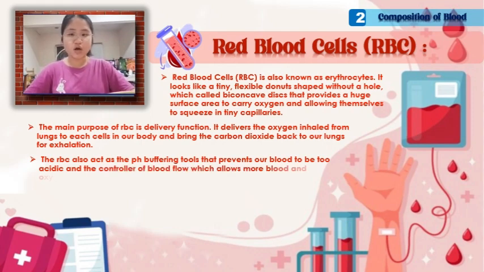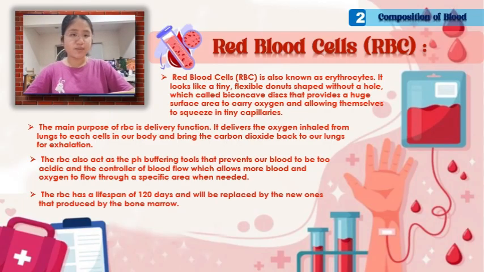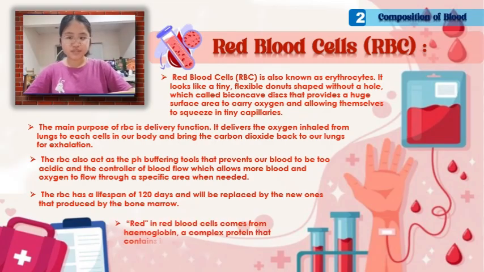It's also the controller of blood flow. This allows more blood and oxygen to flow through a specific area when needed. The RBC also has a lifespan of 120 days and will be replaced by new ones that are produced by bone marrow. Red in red blood cells comes from the hemoglobin, a complex protein that contains iron. It grabs oxygen from the lungs and lets it go to organs and muscles.